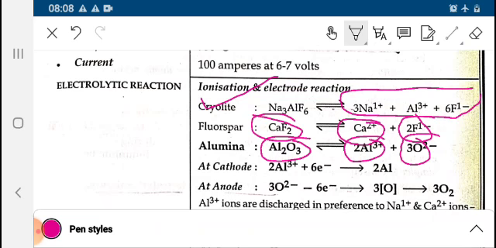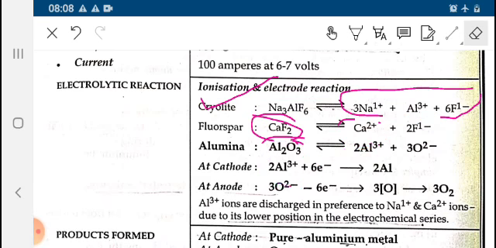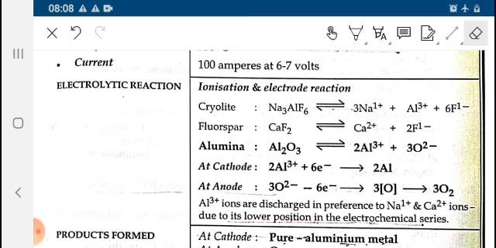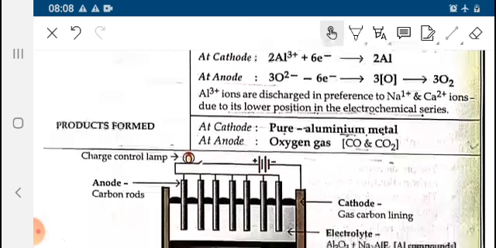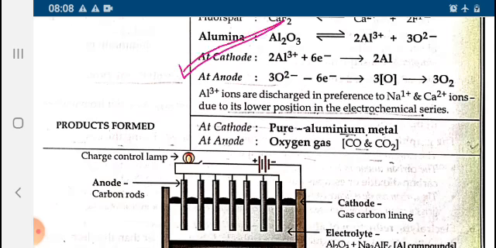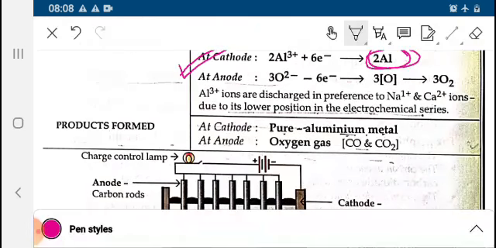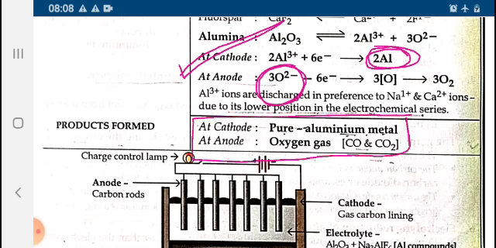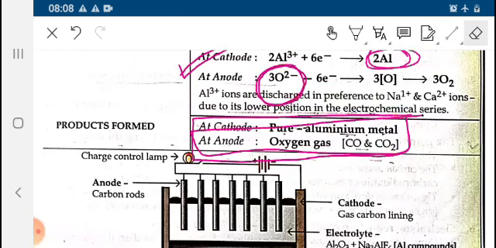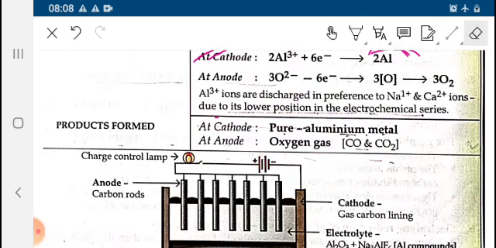Now what will happen? At the cathode, the aluminium will migrate, and at the cathode, which process is going on? At the cathode, always reduction takes place. Therefore, it will gain electrons and form aluminium, and oxygen will undergo oxidation at the anode. Always an oxidation reaction takes place at the anode. So the product formed will be pure aluminium, and at the anode oxygen gas is obtained. So this is the complete extraction process.